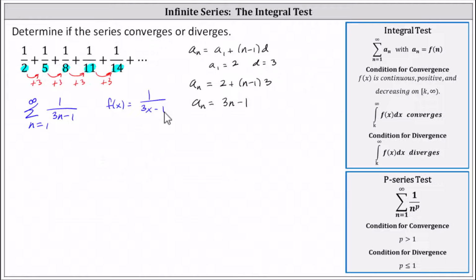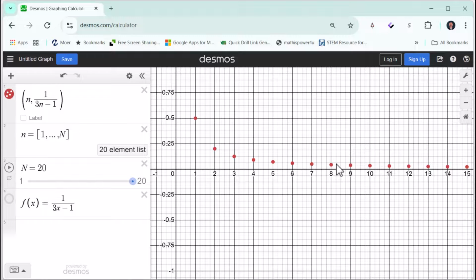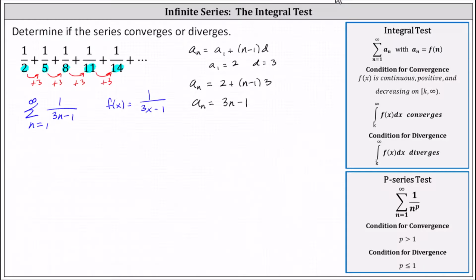Even though the index starts at n equals 1, we should analyze the graph to verify the interval for which f of x is continuous, positive, and decreasing. I've already set this up. On the right, we have the graph of the terms in the series. And now if we graph the function f of x equals 1 divided by the quantity 3x minus 1, notice the function is positive, continuous, and decreasing over the interval from 1 to infinity, which will be the interval of integration. And now to apply the integral test, we evaluate the integral from 1 to infinity of 1 divided by the quantity 3x minus 1 dx.